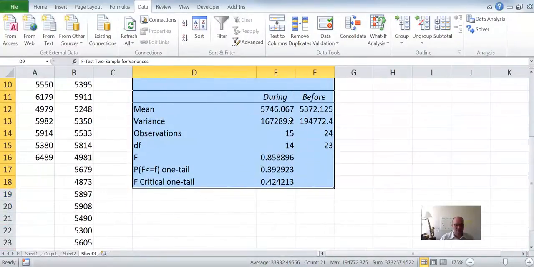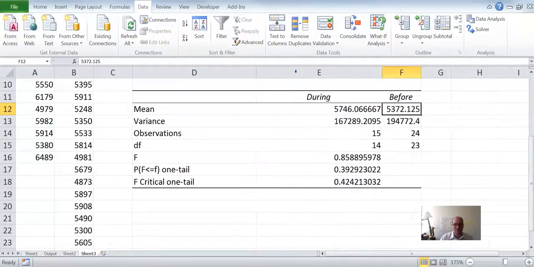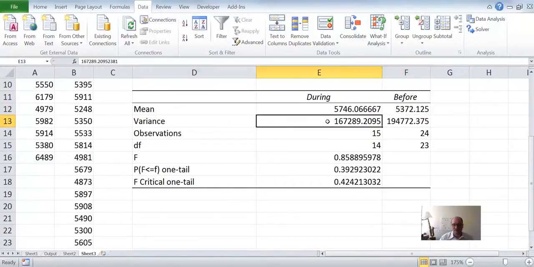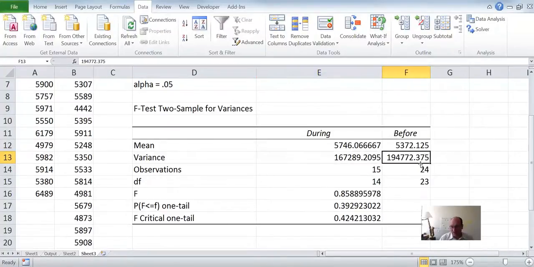Alright, so we're getting some statistics out of this. Here's our during and here's our before. So this is the average sales, and we can see that the average sales do seem bigger than before. That helps us out later on. Our variance is what we care about for this f-test. The f-test just tells us whether or not the variances are equal. And here's the 167,000, a pretty big variance, and 194,000 variance.